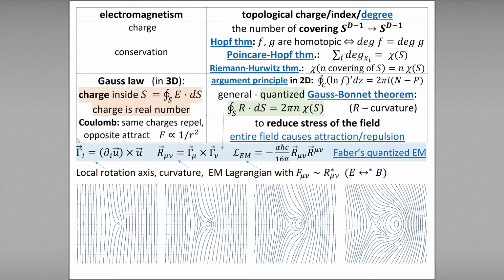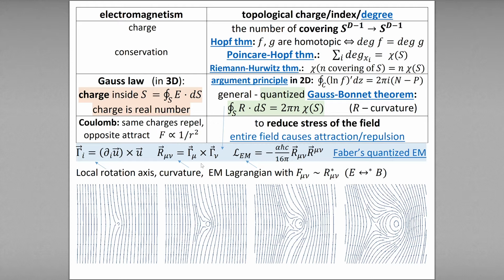So here is how it looks in Faber's model, that we have some gamma, these Christoffel connection coefficients, that we have, let's say, some vector field U, and the gamma E is the rotation of this vector field U when going in the I direction. So going in the I direction, this vector field rotates around this axis gamma E with speed proportional to the length of this vector gamma. So this gamma defines local rotation, let's say, of the vector field. Then we have this curvature, F mu nu.